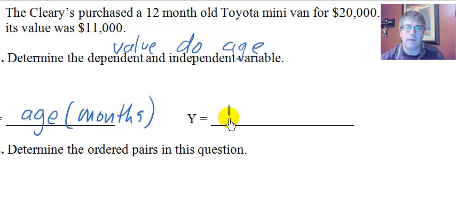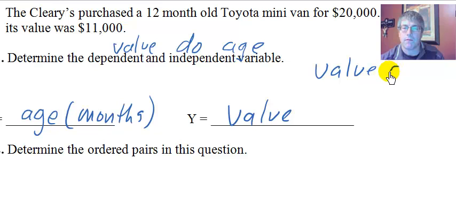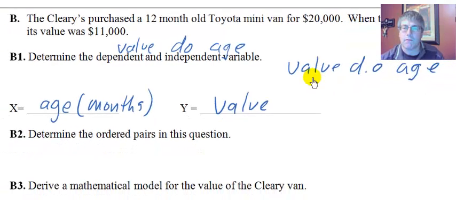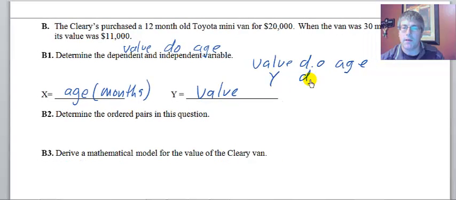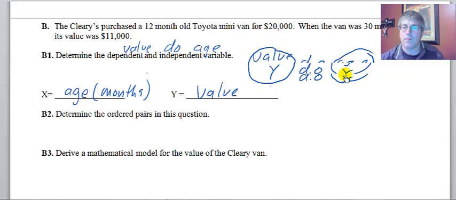And my y is the van's value. I know that the value depends on the age, so y depends on x. So my age is the x, or the months, and the y is the value.